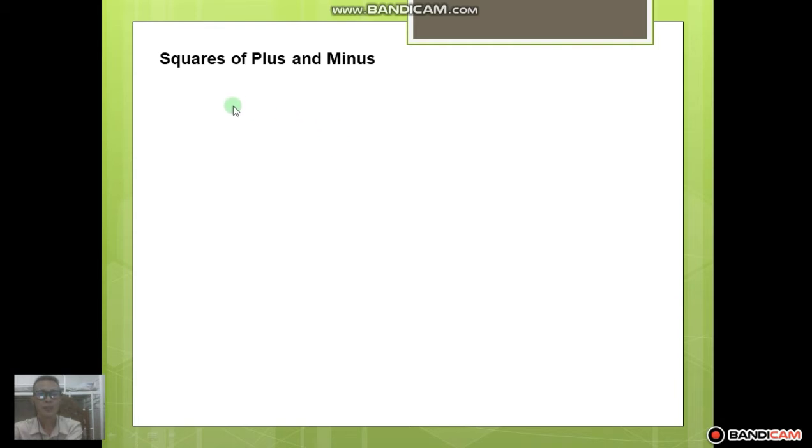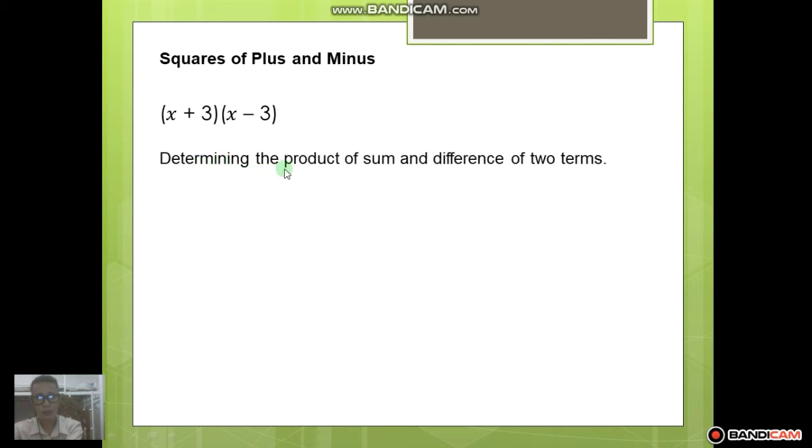Now let us talk about squares of plus and minus. We have here the expression quantity x plus 3 times quantity x minus 3. So what are we going to do with this? We need to determine the product. When we say product, we need to multiply these two binomials. This is the sum because of this operation and the difference because of this operation of two terms. Two terms refers to the terms in the binomial. We have 1, 2, and in the other binomial also 1 and 2.